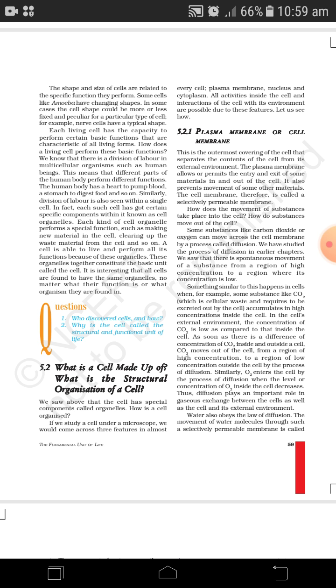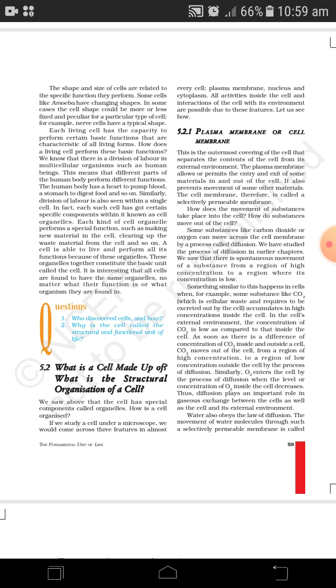If we study a cell under a microscope, we would come across three features in almost every cell: plasma membrane, nucleus, and cytoplasm. A cell is made up of plasma membrane, nucleus, and cytoplasm. All activities inside the cell and interaction of the cell with its environment are possible due to these features. Let us see how.